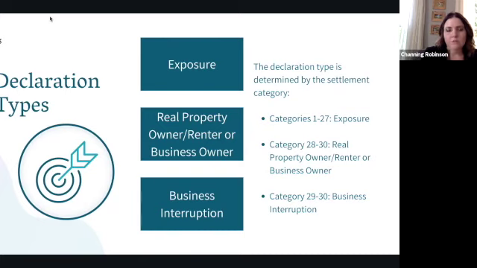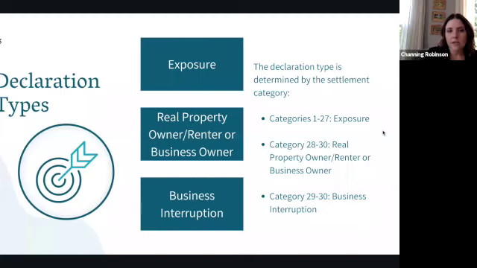So the first type of declaration is the exposure declaration. Okay, this is something you will complete if you've selected categories 1 through 27, one of those personal injury categories. And the way to think about this is if you're saying that I had an elevated blood lead test because of the crisis, you need to demonstrate that it was in fact because of the crisis, that you were in fact exposed to the Flint water.